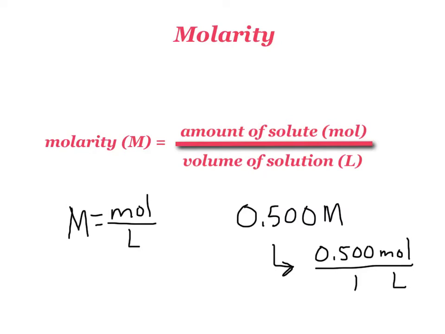So when we do concentration in our class, we're generally going to be using molarity. Molarity's formula is written right here, and you need to write it down in your notes. Molarity is the amount of solute over the volume of the solution. And these are the symbols for it. Capital M is molarity. Moles is the amount of solute, and liters is what we measure the solution in. And so molarity is moles per liter.